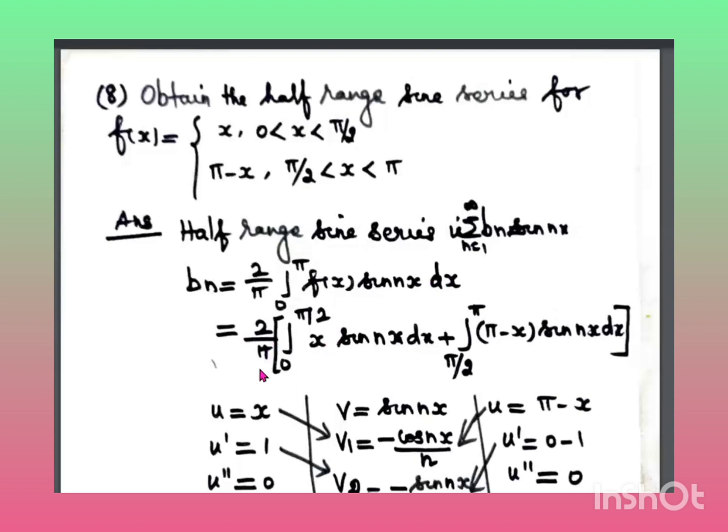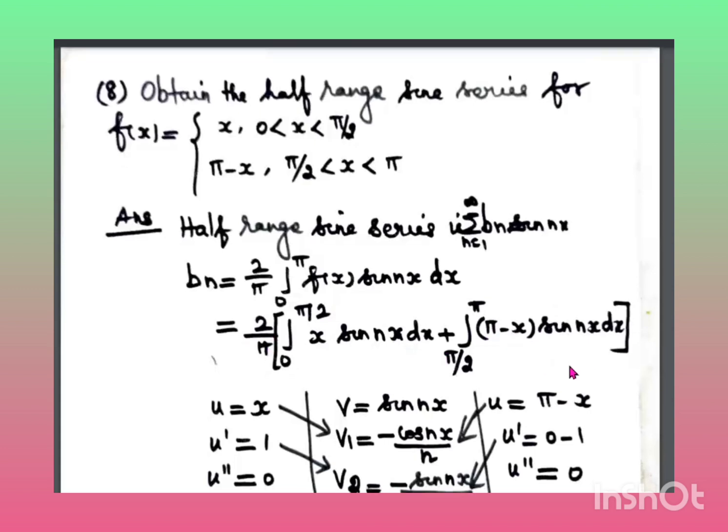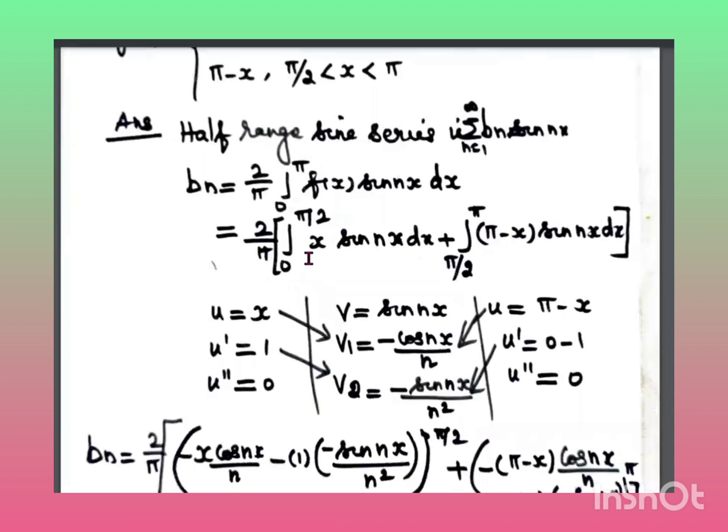So bn is 2 divided by pi into the integral over the limit 0 to pi by 2 of x into sin nx dx, because from 0 to pi by 2 the f of x function value is x, plus the integral over the limit pi by 2 to pi, where the f of x value is pi minus x, into sin nx dx. In the first integral as well as the second integral, v is the same, but u is different.